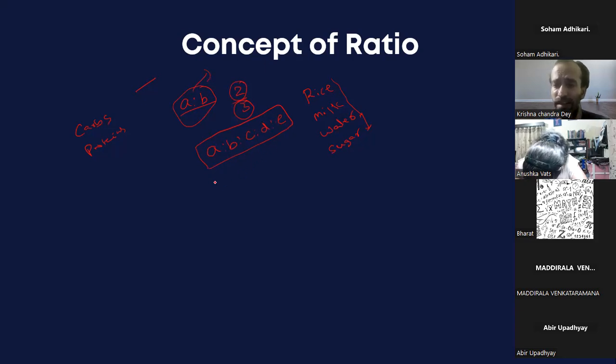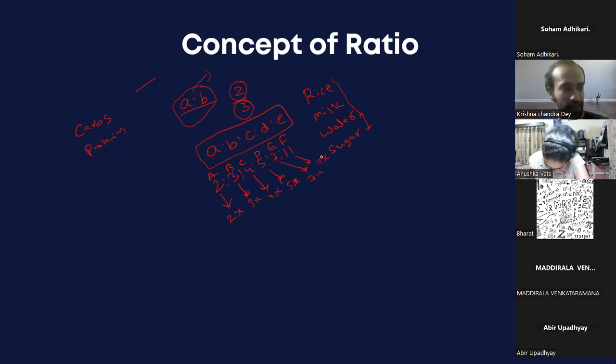When the ratios have many numbers, let me take 2 is to 3 is to 4 is to 5 is to 7 is to 11, something like this I'm taking, right? When I take it like this, suppose these are A, B, C, D, E, F. I can always assume this is 2x, this is 3x, this is 4x, this is 5x, this is 7x, this is 11x. I can always assume like that. In general, when the ratio is A is to B is to C is to D is to E, I can always assume they are AX, BX, CX.